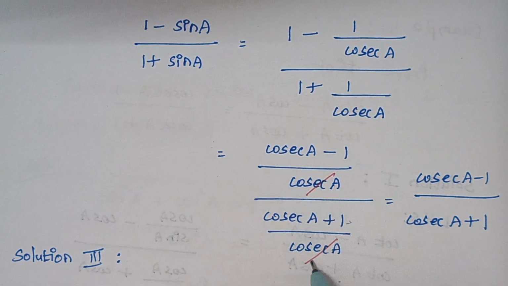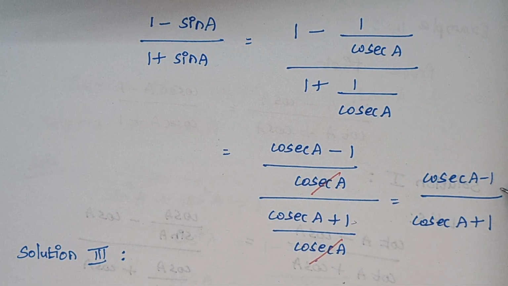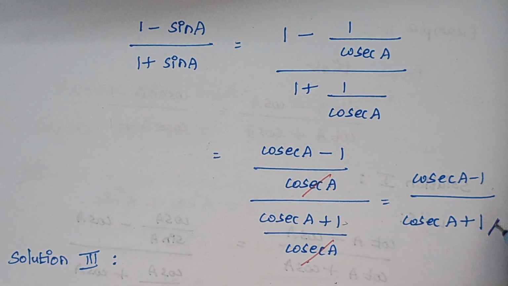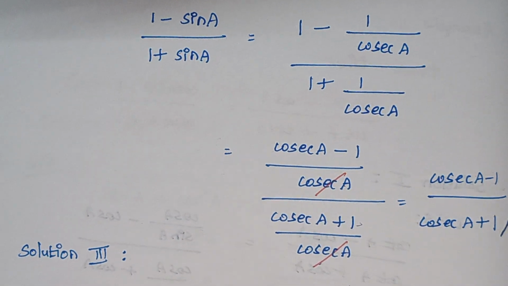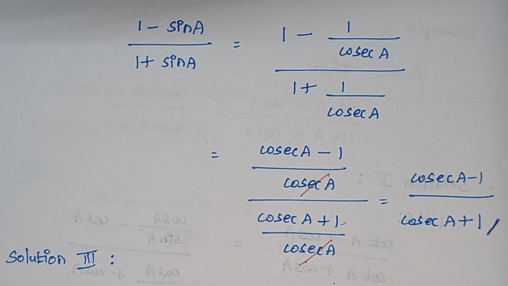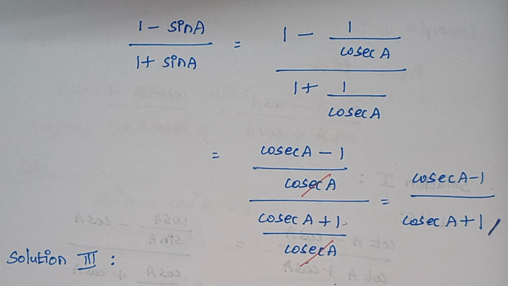Again, now these two terms cancel each other, and finally we are having cosecant A minus 1 divided by cosecant A plus 1, and this is the term which is in your right hand side, right? Okay, I think solution 2 will be slightly bigger, right? So I am just telling you that a problem can be solved in many ways, okay? That is the main baseline here.